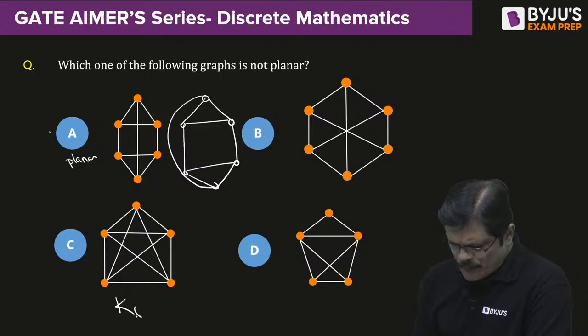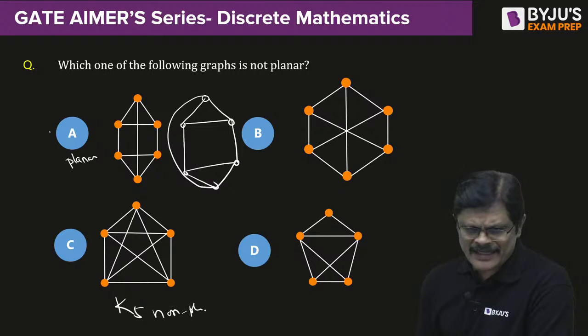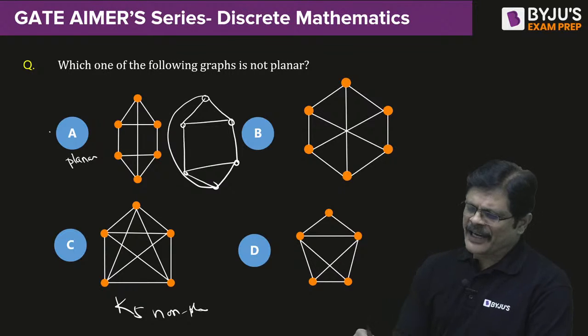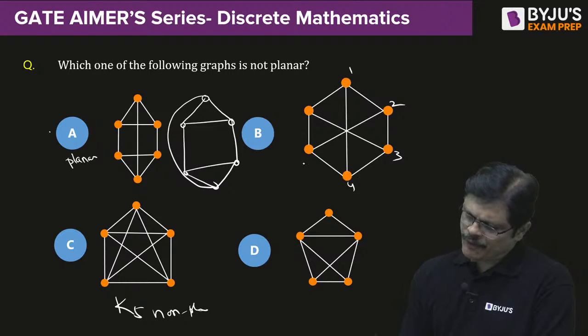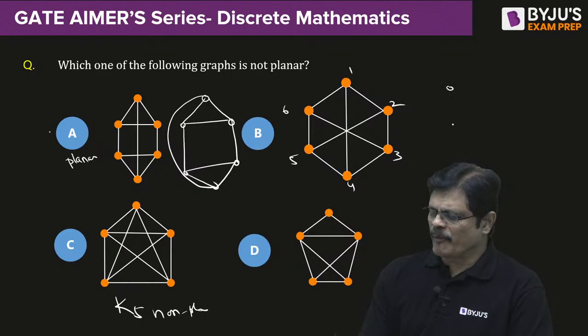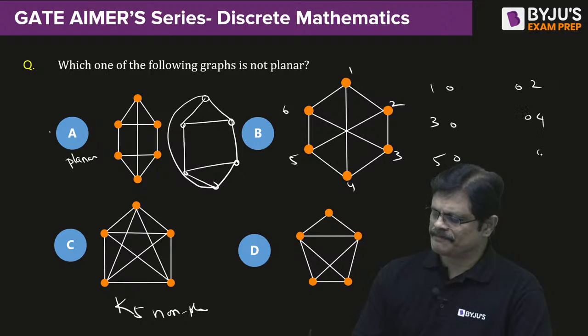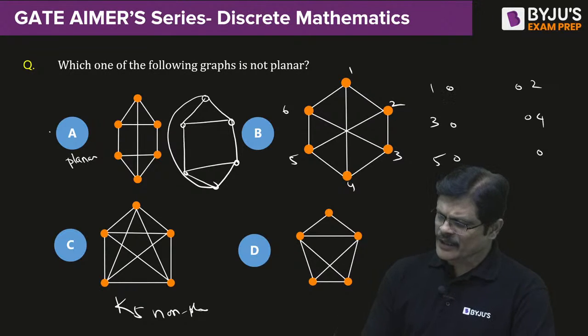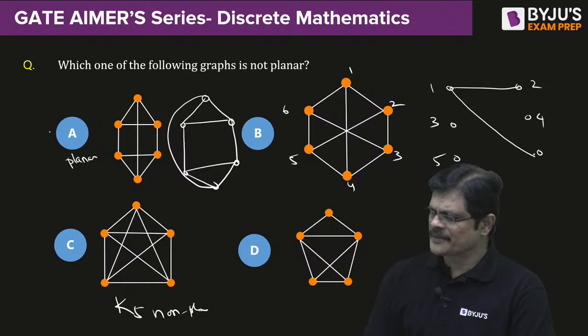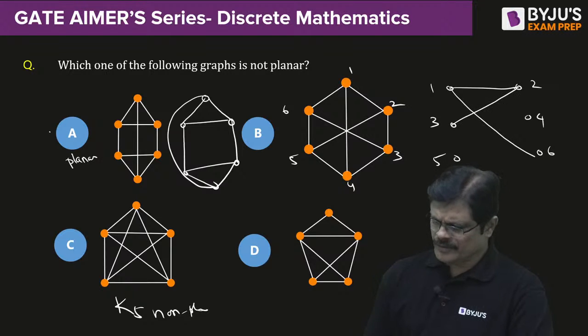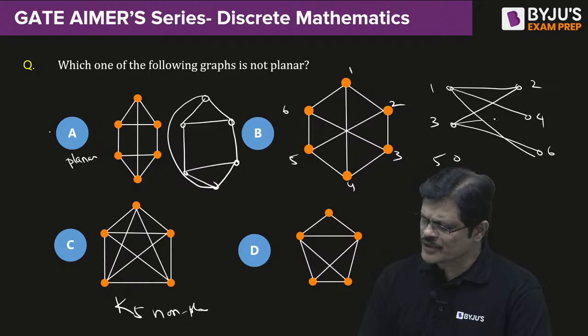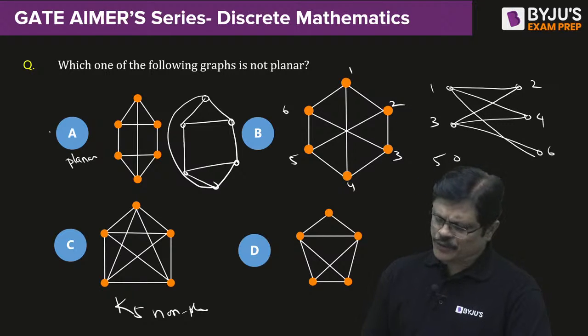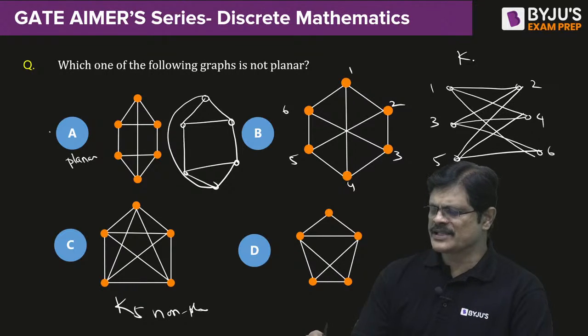See, we know K5 is non-planar. Some people directly answered it. But for this one, I'll redraw it for you, my dear friends. It is 1, 2, 3, 4, 5, 6. I'll keep 1, 3, 5 here and 2, 4, 6 here and redraw this graph. 1 is connected to 2 and 6. 3 is connected to 2 and 6. Actually, 1 is also connected to 4, and 3 is also connected to 4. 5 is connected to 2, 4 and 6, which is K3,3.